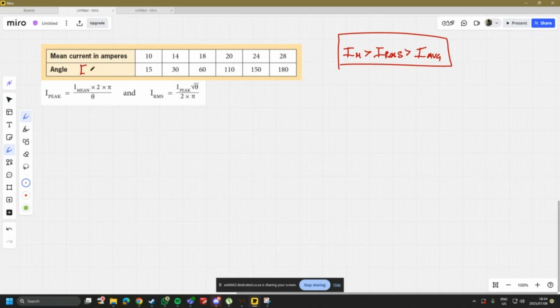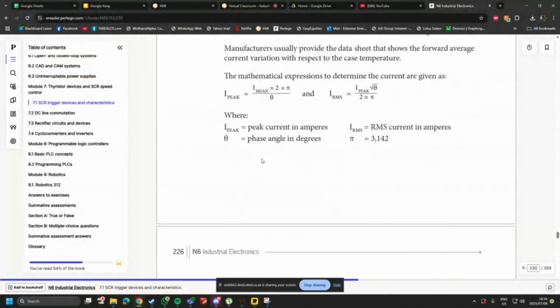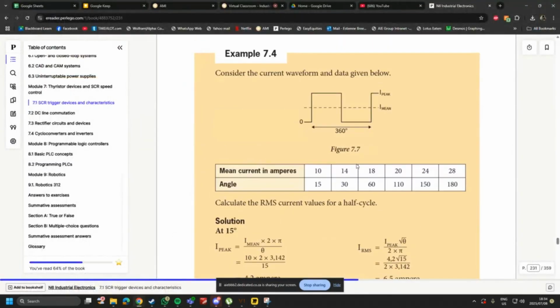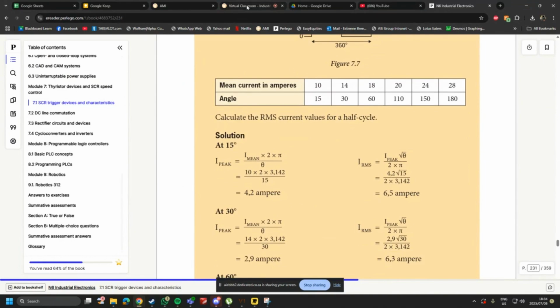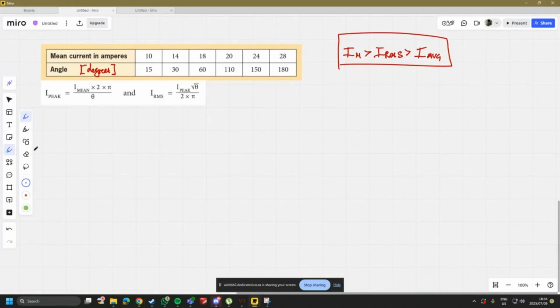This angle needs to be in degrees, the units. And I think they do state it in the example. I'm just going to jump back here real quick. The drawing of the poles here should actually give you an indication that they are working with degrees. So we will have to go and change this.